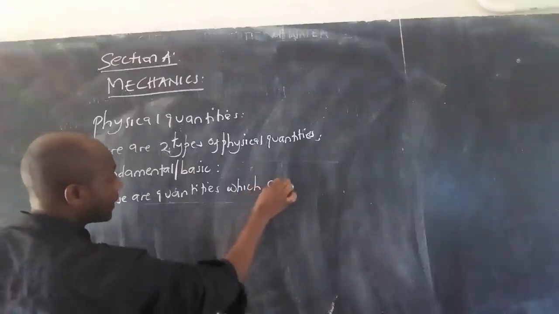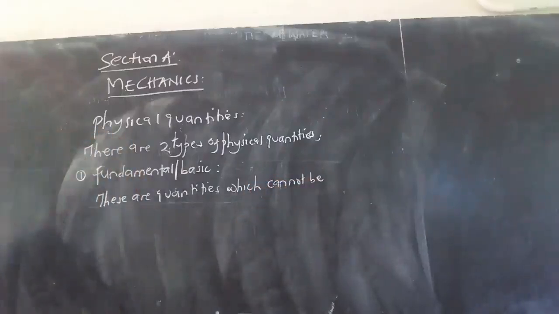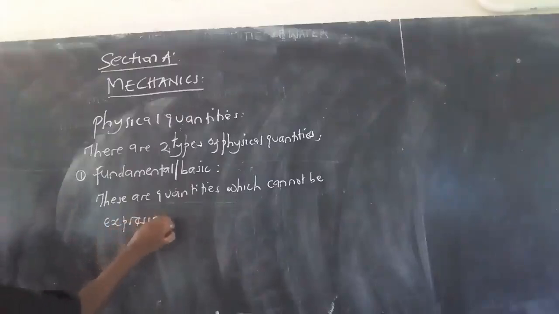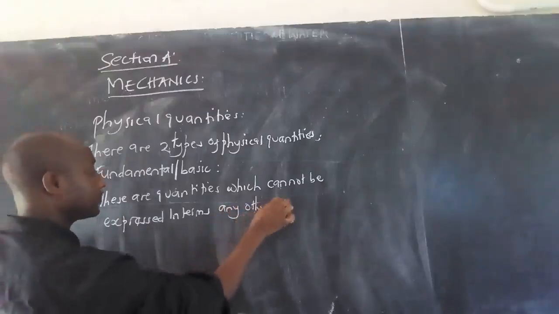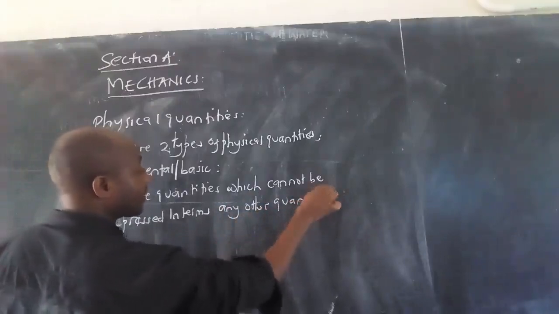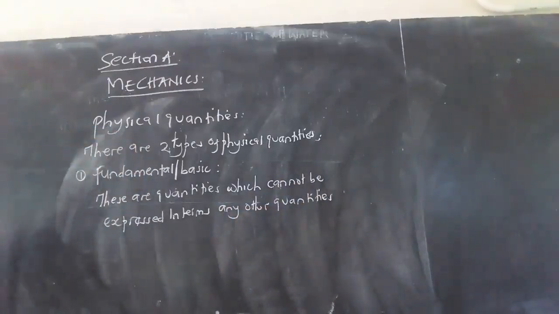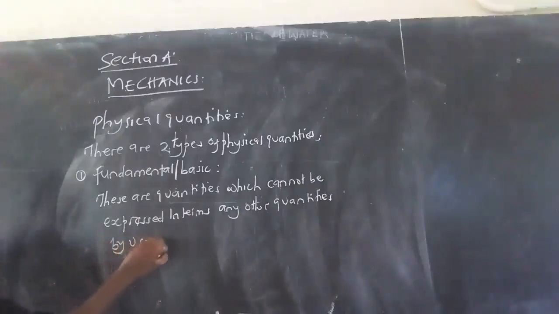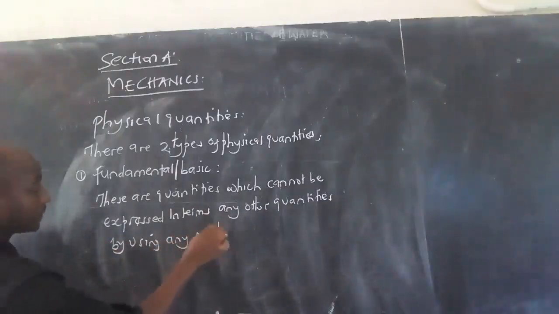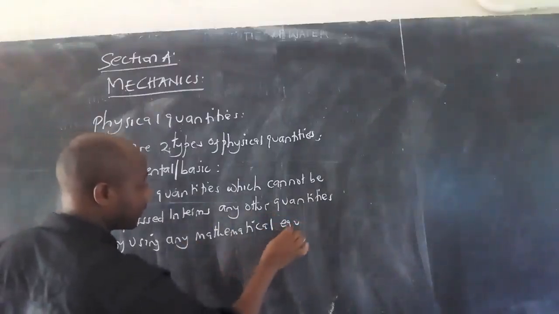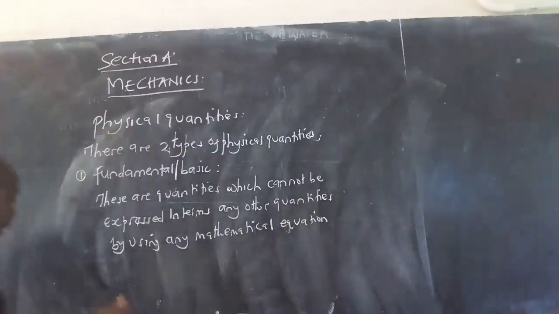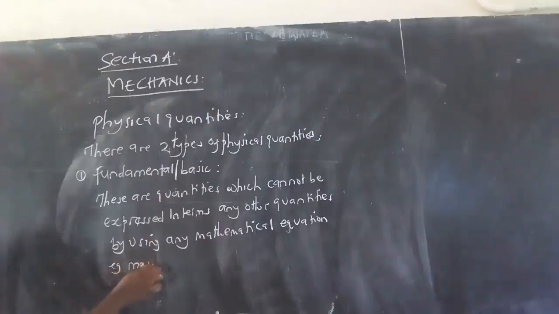Which cannot be expressed in terms of any other quantities by using any mathematical equation. E.g. mass, length and time.